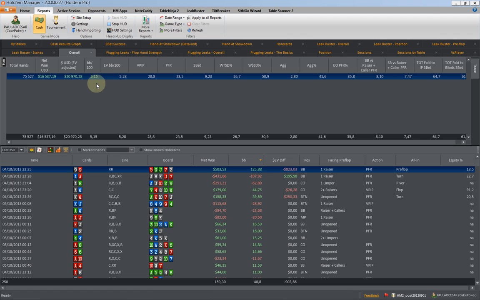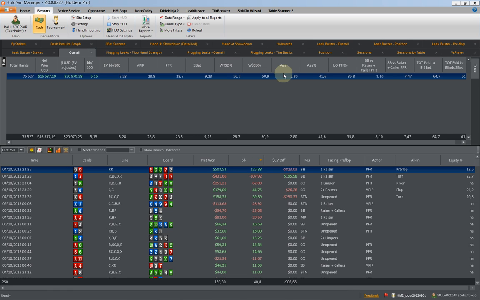Moreover, you've got access to a lot of statistics. Here you can see, of course, the VPIP, the PFR, the 3-bet percentage, and the aggression factor. I just named 4 or 5 statistics, but there are hundreds, maybe thousands of statistics in Holdem Manager. So there are many reports. This is the overall report.